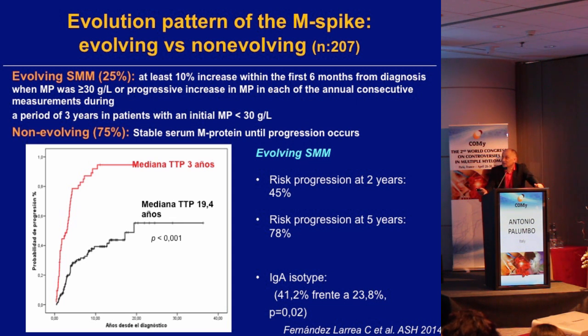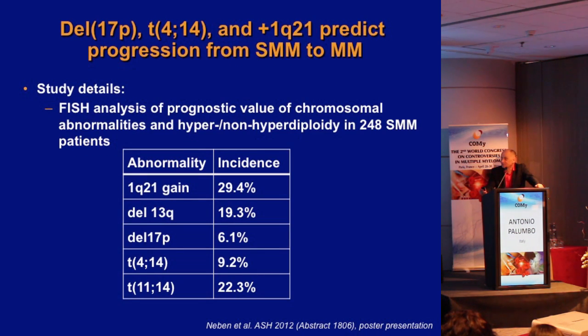Anyway, going to this risk, the evolution pattern of M-spike, here 25% of patients might have an increase of 10% in the first 6 months. Now the definition is an increase of 25% of M component in 6 months. So a sort of progression of the M-spike status in 6 months. That's probably today the best possible definition we have. And certainly, on the other hand, there are 75% of patients that are not evolving.